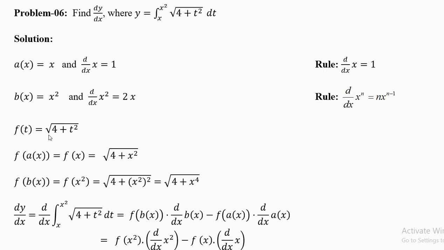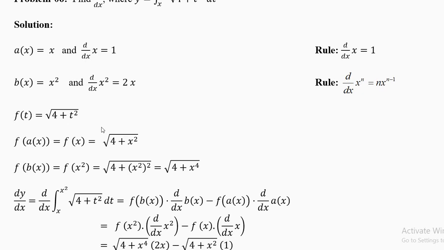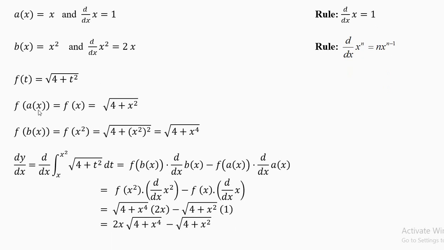F of t is under root 4 plus t square. Both 4 and t square are inside the square root. So please do not put power half. We do not need it. Just write it as it is. So f of a equal to f of x, put t equal to x, you'll get 4 plus x square. Both are inside the root. Now f of x square is 4 plus x square whole square.